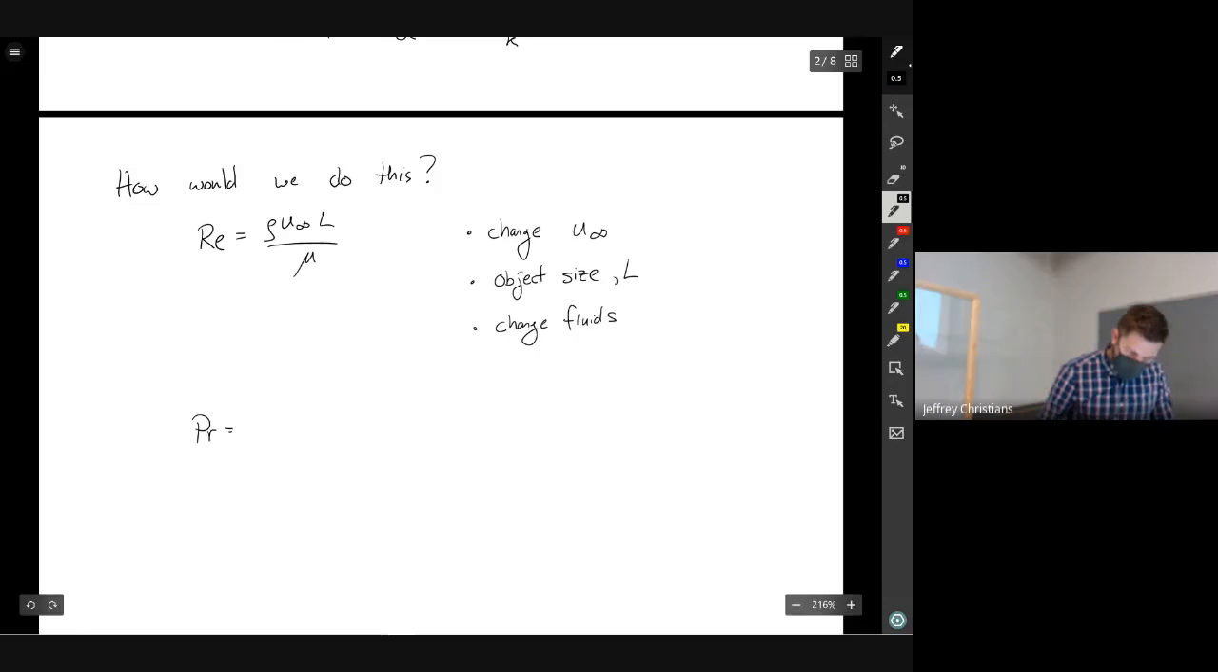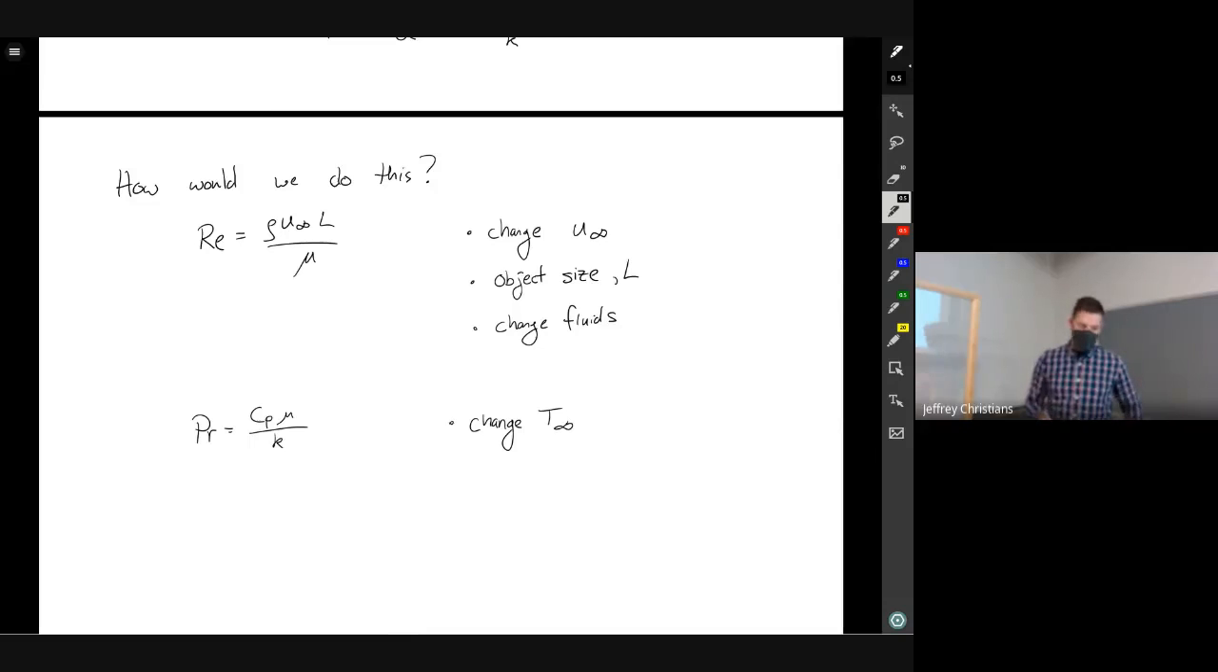So Prandtl is c_p mu over k. There are really two direct ways to change the Prandtl number. If you have a single fluid, if you change temperature, so change T infinity, the fluid temperature. This changes, at least for liquids, it doesn't work as well for gases, viscosity. Liquids thin out at higher temperatures, and they usually get thicker or more viscous at lower temperatures.